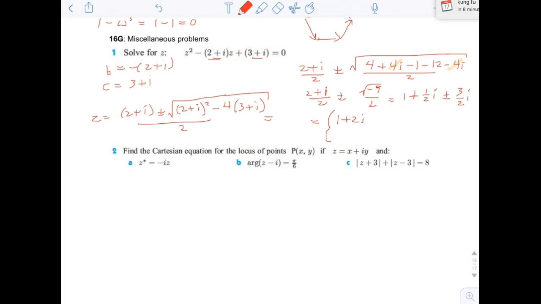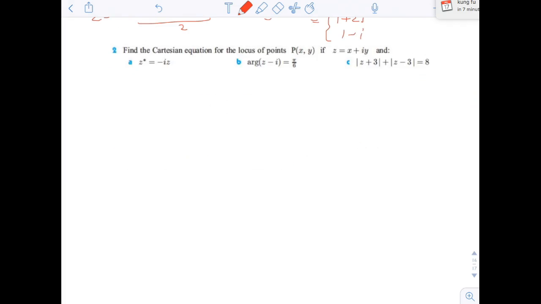And the other solution would be 1 plus 1 half i minus 3 halves i, which would be 1 minus i. So those would be the two roots here. Let's look at number 2.